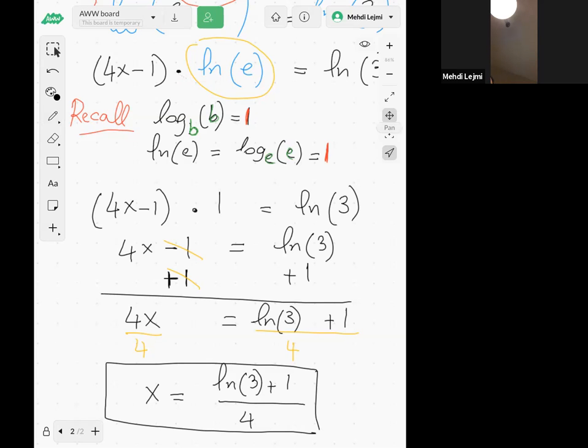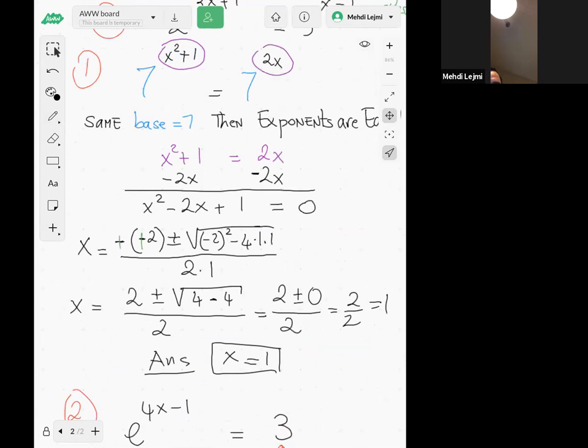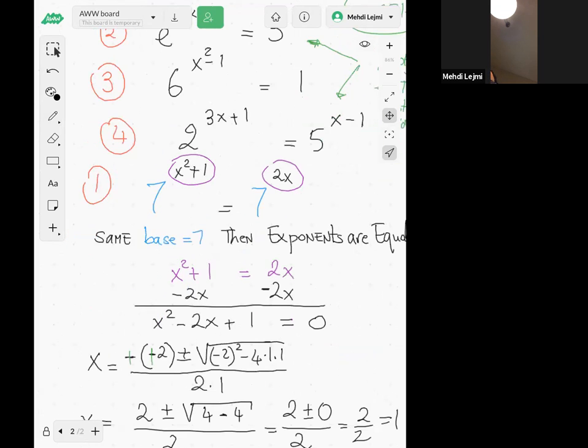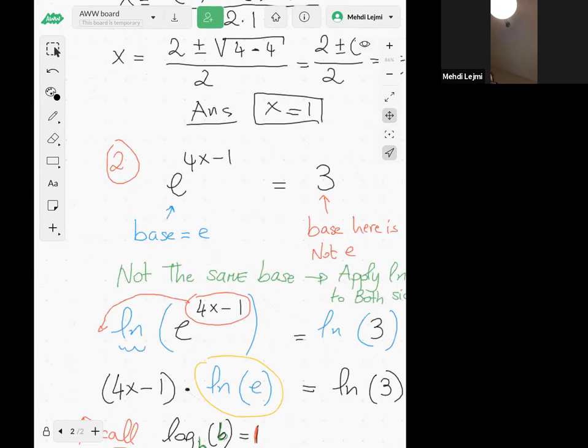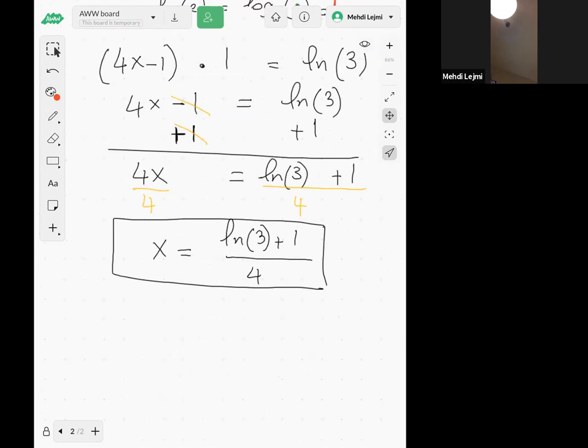Now for number 3, it's equation number 3. We have 6 to the power x squared minus 1 equal to 1. So for number 3, it's 6 to the x squared minus 1 equal to 1. Sean, yes, I think you're correct, Sean.